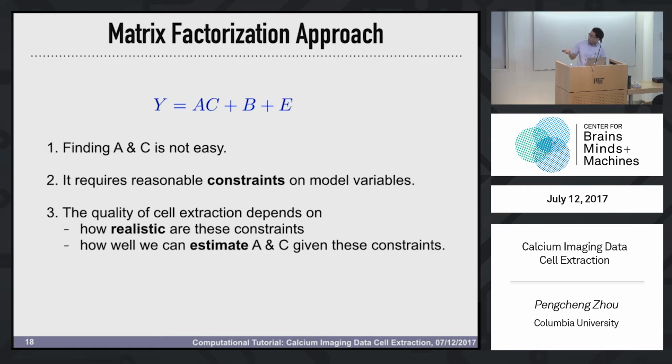And secondly, it depends on how well we can estimate A and C given these constraints. If you put very complicated constraints on our model variables, but you couldn't solve for these model variables, then it's nothing. That means if you put too much constraint on the model and you couldn't get the solution, then it's not helpful.